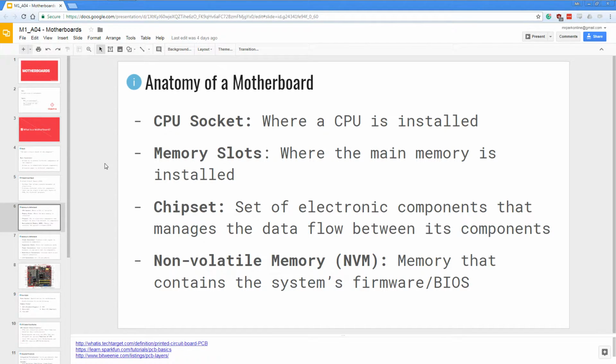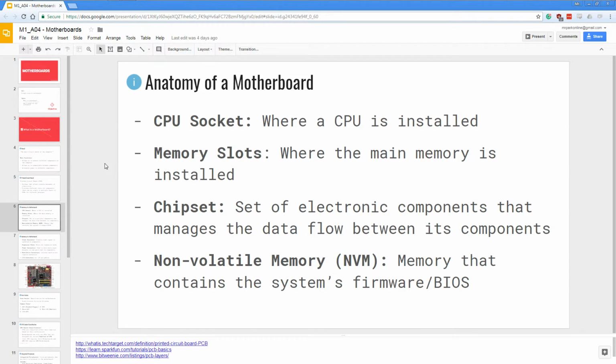Then throughout the motherboard, you'll see little chips, little components already integrated into the motherboard, which we call a chipset, which is a set of electronic components that manages the data flow between components. Usually chipsets are rated and well reviewed, so a motherboard with the best chipset will be more expensive than a motherboard with a weaker chipset.